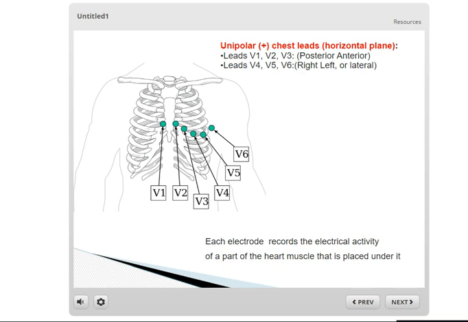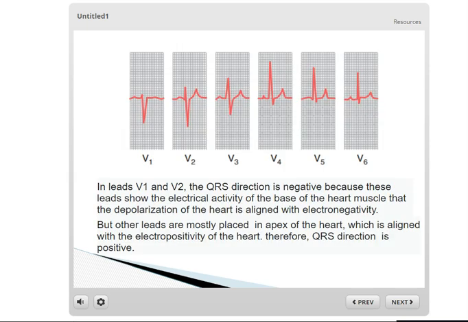The placement of these unipolar chest leads allows for a comprehensive assessment of the electrical activity of the heart in the horizontal plane, which is crucial for diagnosis of various cardiac conditions. And you must know, each electrode records the electrical activity of a part of the heart muscle that is placed under it. The QRS direction in unipolar ECG leads is different.